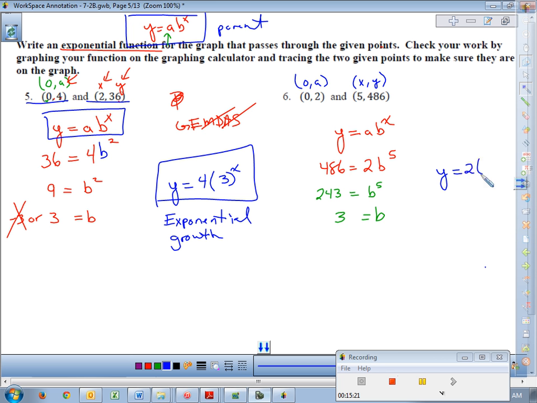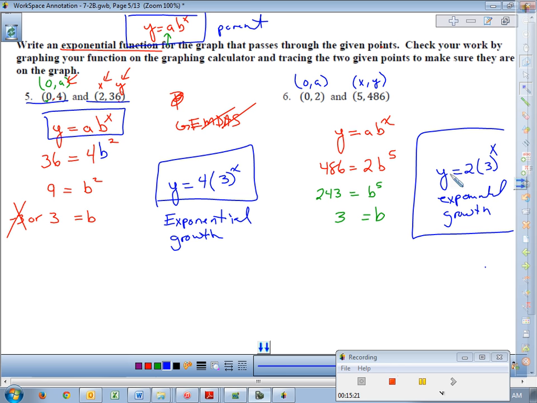2 times our base of 3 to the x power. This is exponential what? Growth, because the base is more than 1. Then you could double check, put it in your calculator. If you really wanted to, you could just substitute these numbers in.